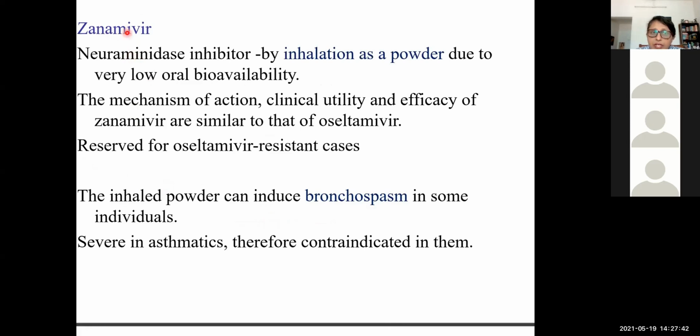Then another neuraminidase inhibitor with the same mechanism is zanamivir, but it is given by inhalation. It is available as a powder. As you know, when we give inhalation, there can be some side effects also because it is in powder form. Sometimes it can cause bronchospasm in some individuals, so it should not be given in patients having asthma. For all cases we usually give oseltamivir, but only in oseltamivir resistant cases will we go for zanamivir.